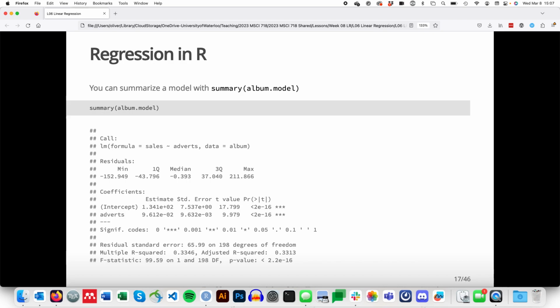Ten seconds. The model is not because the p-value is also less. 0.0. Yeah.